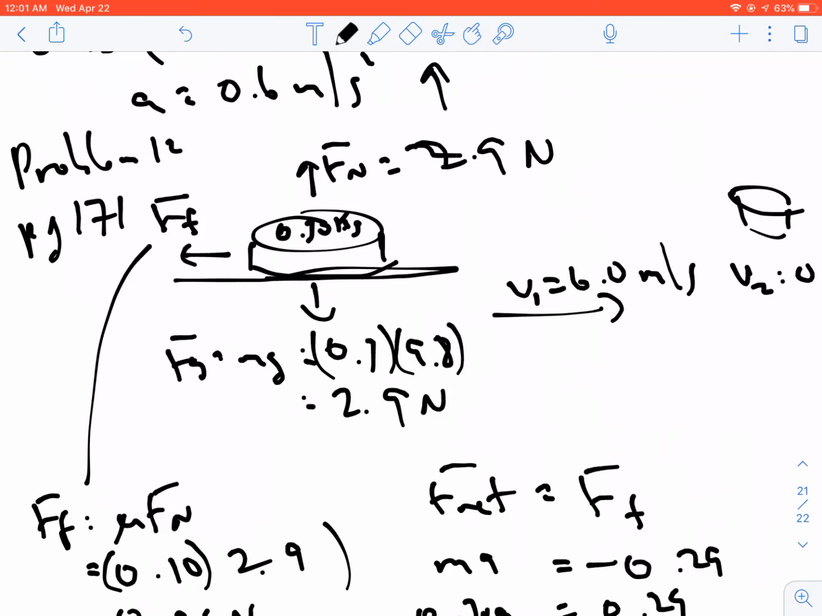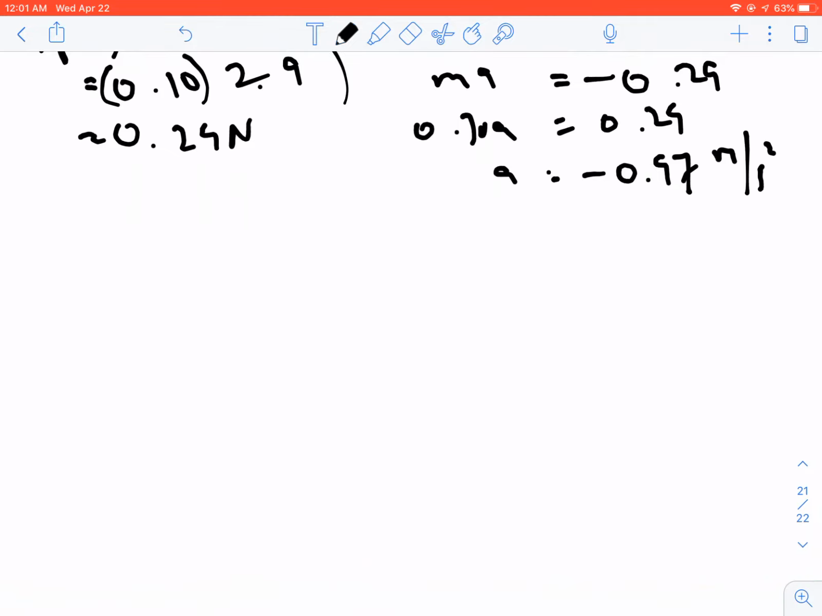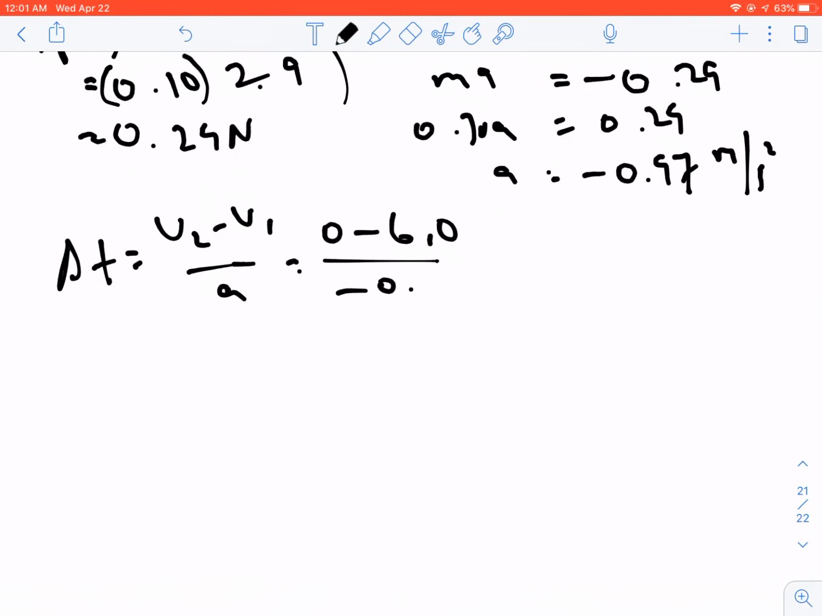So let's go back and look at some of our data. I'm trying to calculate delta t. How long is it going to take? It's going to be V2 minus V1 over A. V2 is 0 minus V1 divided by A. And I'm getting a time of 6.2 seconds.